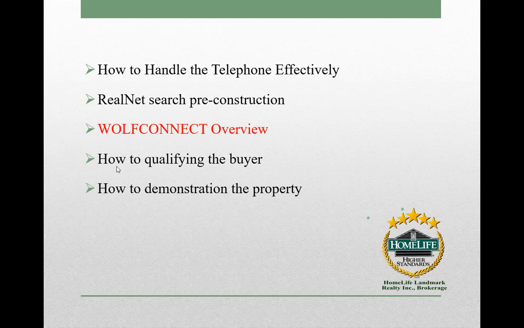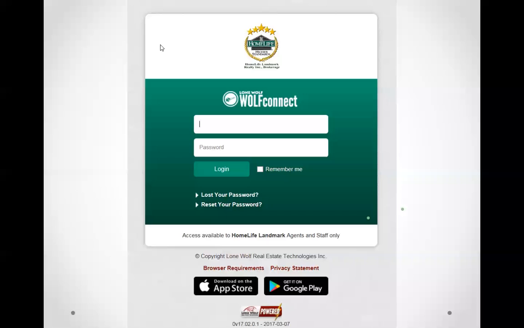Next we talk about WOLFCONNECT. When an agent goes to Google and searches WOLFCONNECT, they will find different brokerages, because a lot of brokerages use WOLFCONNECT software, and each brokerage's login information is totally different. Make sure you find the WOLFCONNECT with our office, the Home Life logo, and the Home Life Landmark with our office name there.